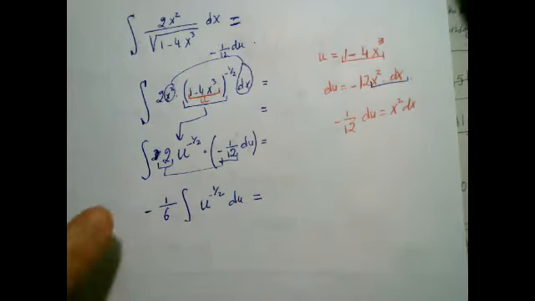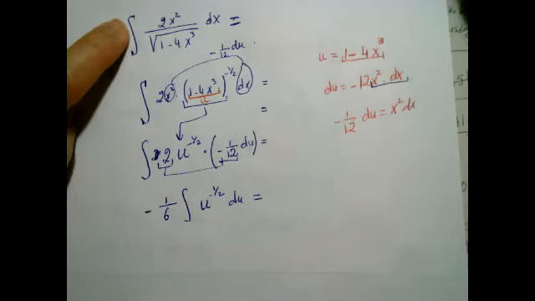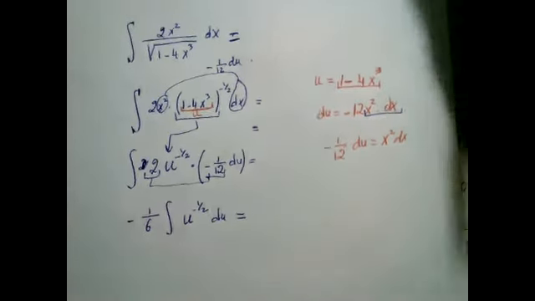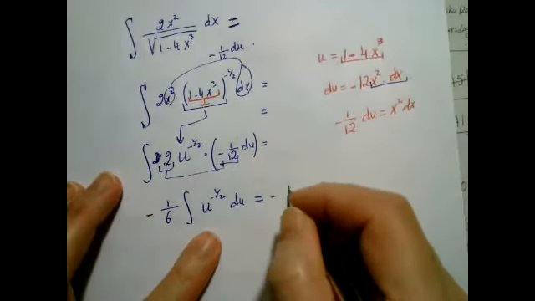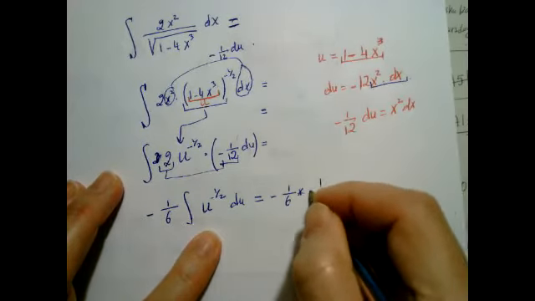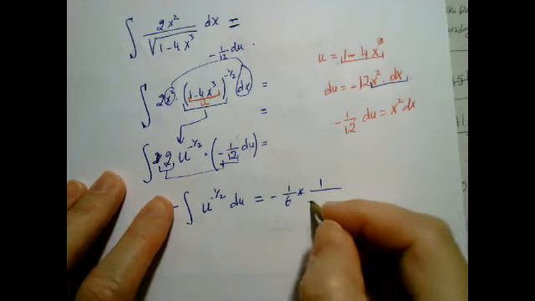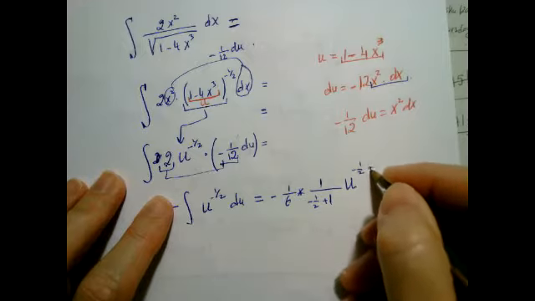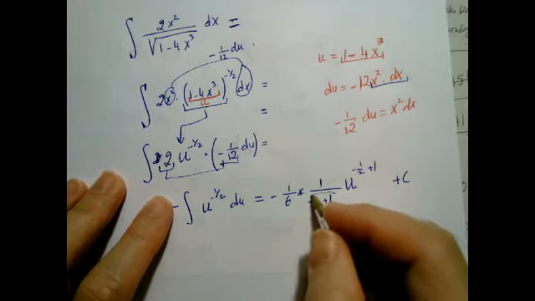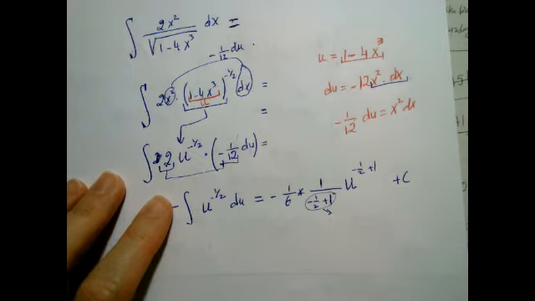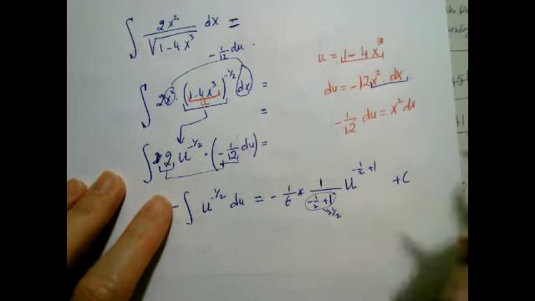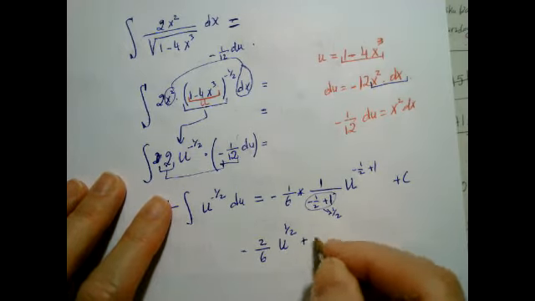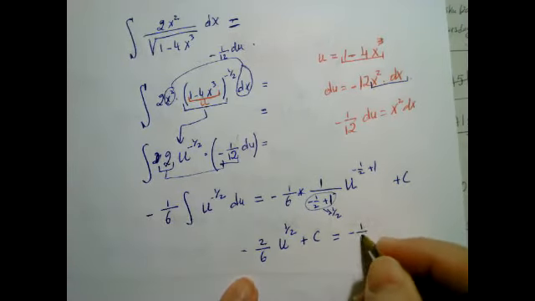Now I have an integral in u, only in u. It's way easier than the mess I had at the beginning. This new integral in u should be easy to compute. So now this is going to give me minus 1 over 6 times 1 over minus a half plus 1, u to the minus a half plus 1. Now minus a half plus 1 is nothing more than a half. So I flip it, and I will get minus 2 over 6 u to the half plus c, which gives me minus a third.